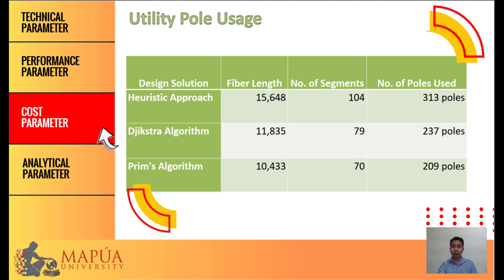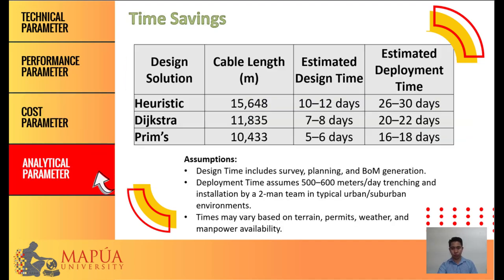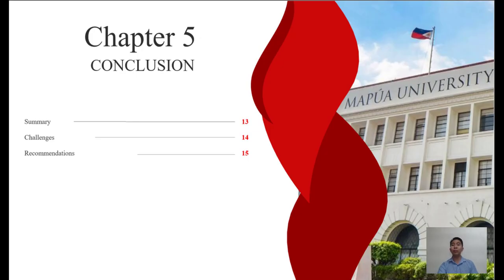The optimized fiber network designs using Dijkstra and Prim's algorithm significantly reduced the required poles compared to the heuristic approach. The table illustrates that as fiber cable length decreases through algorithm optimization from heuristic to Dijkstra to Prim's, the design and deployment times are significantly reduced, leading to a faster and more efficient fiber network implementation. We then move to our last chapter to discuss the summary and conclusion.